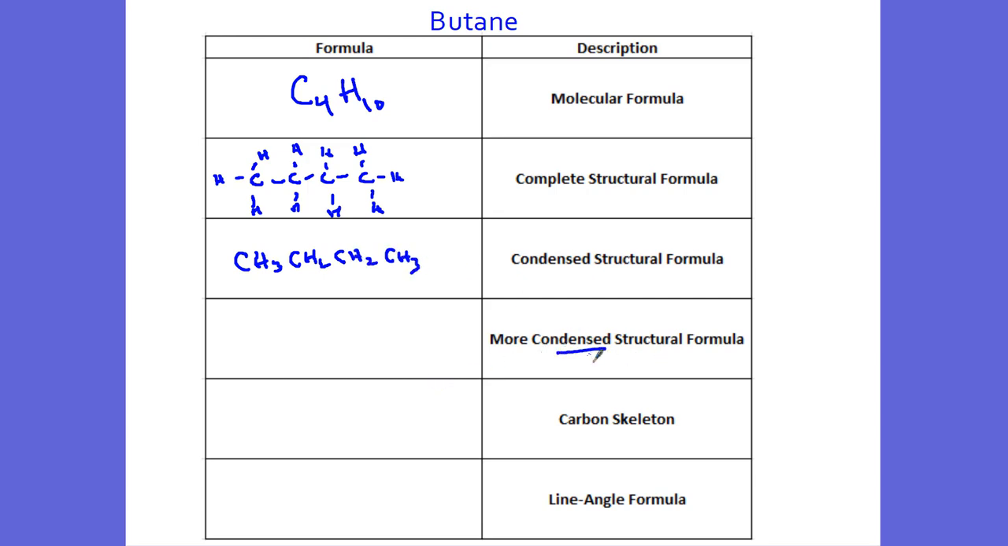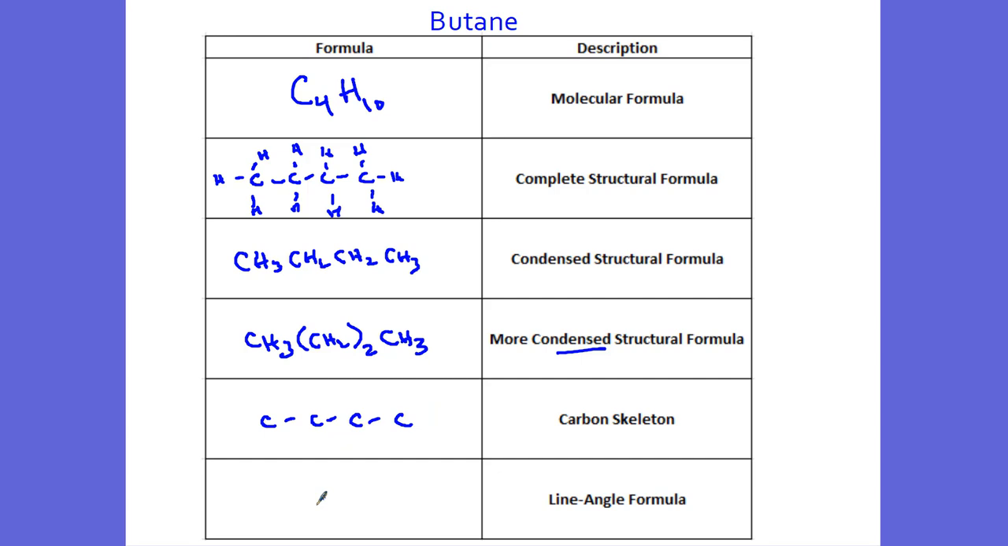If we condense this structural formula, we could do this. CH3, and how many of the CH2s do we have? We have 2 of those guys, and then we have a CH3 on the end. So the carbon skeleton would be just a carbon, carbon, carbon, carbon. We call it a skeleton because it's stripped away from all the hydrogens.